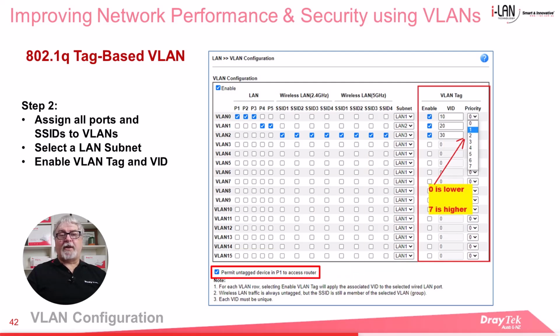It's also recommended to select Permit Untagged Device in P1 to access the router in the red box down the bottom there. The reason for doing that is that usually we'll have a switch in between the router and the computer in this situation, and the switch handles the tagged data packet. But if for some reason you want to connect a computer directly to the router, you won't be able to access the management page, but you will be able to do that by enabling this option.